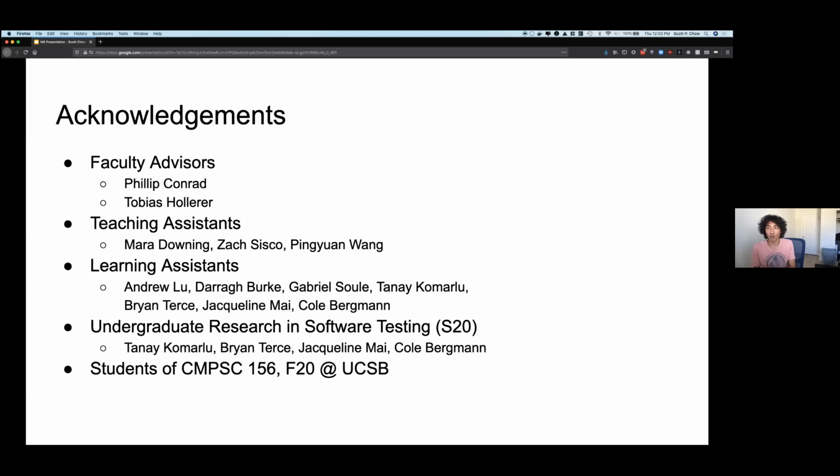In addition, my fellow teaching assistants, Mara Downing, Zach Sisko, Pingyuan Wang. The learning assistants for this course who go above and beyond every time to learn the tech stack and help students in every way that they can. Andrew Liu, Dara Burke, Gabriel Sewell, Tanae Kamarlu, Brian Terse, Jacqueline Mai, and Cole Bergman. And also some particular undergraduate research that helped bootstrap some of the testing in Spring Boot, which are Tanae Kamarlu, Brian Terse, Jacqueline Mai, and Cole Bergman.